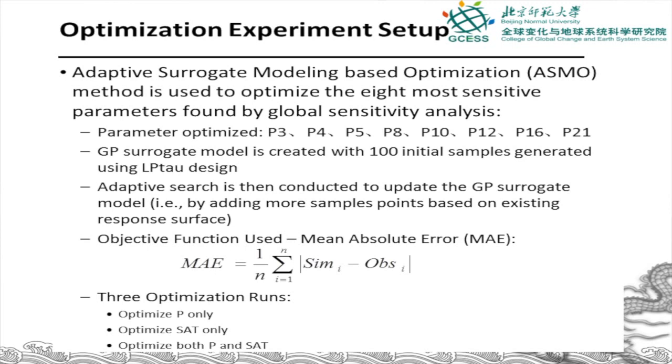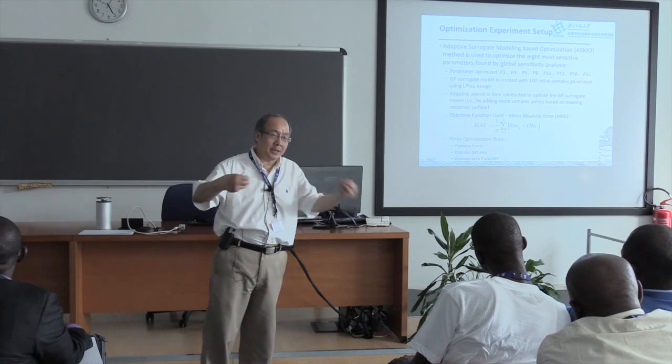We optimize on the 8 parameters. Remember, 8 parameters are very sensitive to the precipitation. So we optimize on the 8 parameters, and we use the MAE as an objective function. We did 3 sets of optimization. One optimizes the precipitation only, another optimizes the surface temperature, and the third optimizes both precipitation and surface air temperature.